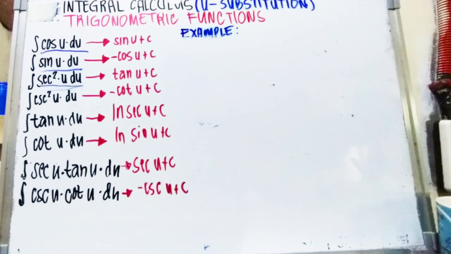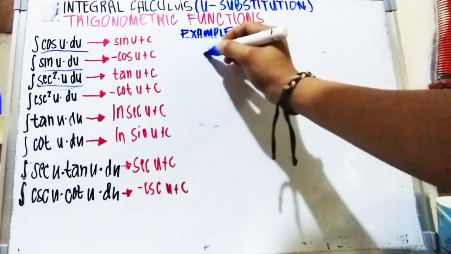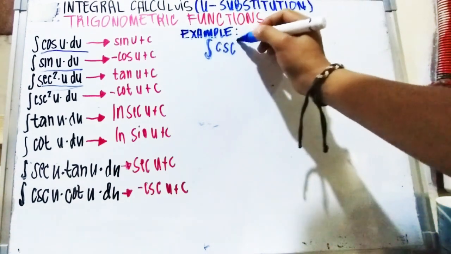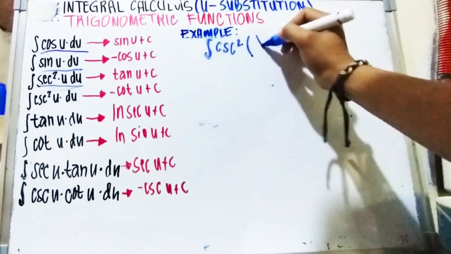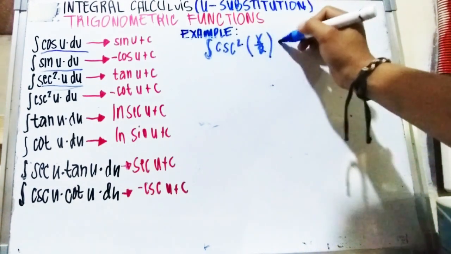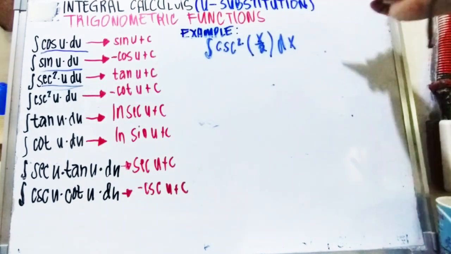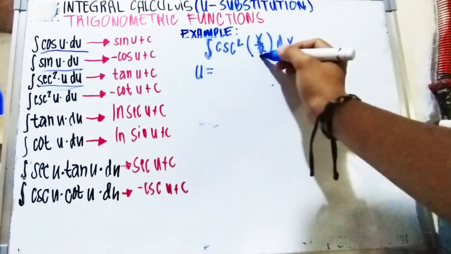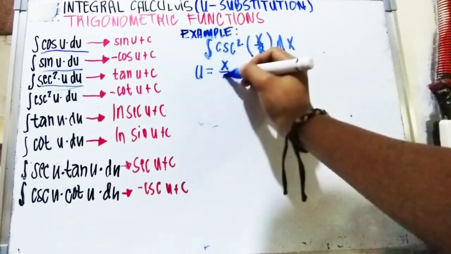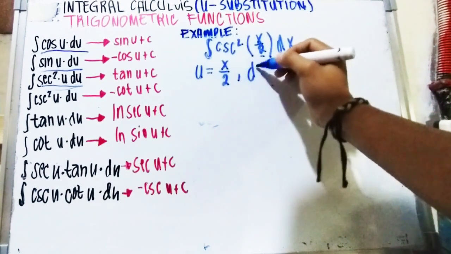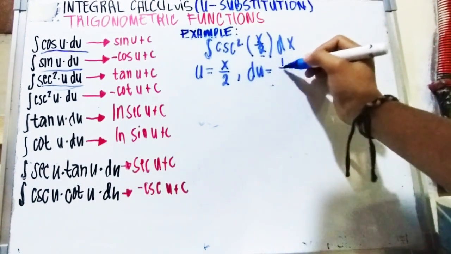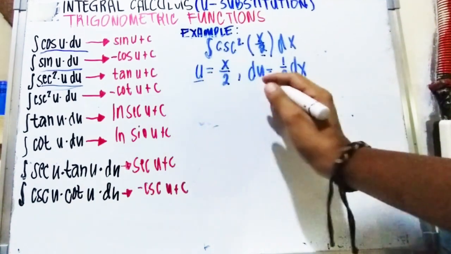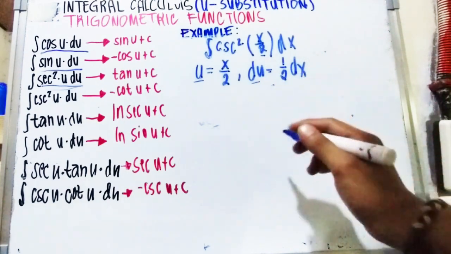Let's have our next example. Integrate the function cosecant squared quantity x over 2 dx. Since we're going to use u substitution, let u is equals to, let's say this one, x over 2, and our du is 1/2 dx. The derivative of our u is 1/2 dx.